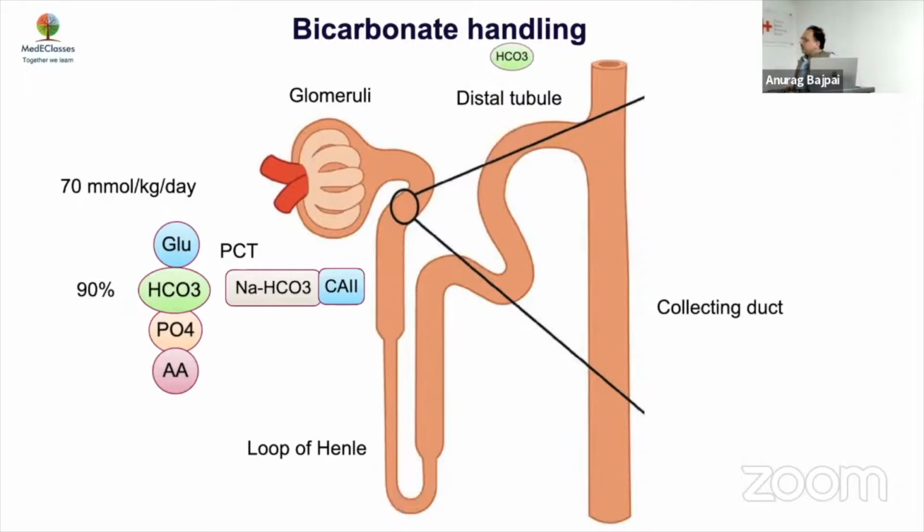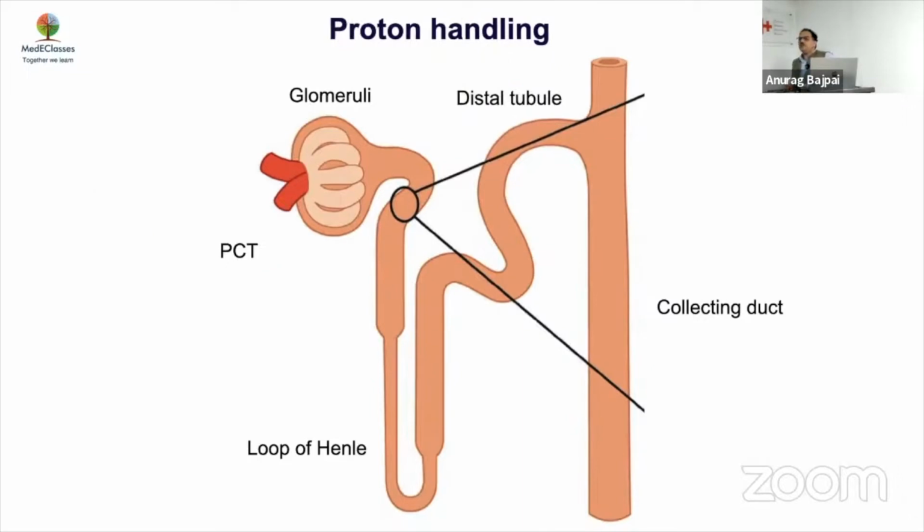Now, this bicarbonate, some amount is also absorbed in the distal tubule, and only 1% will be lost in that perspective. So normally your bicarbonate excretion is very low. If we want to assess whether your bicarbonate excretion is increased, we look at fractional excretion of bicarbonate. If it is less than 5%, it is suggestive of a distal RTA. If it's more than 10%, it is suggestive of a proximal RTA.